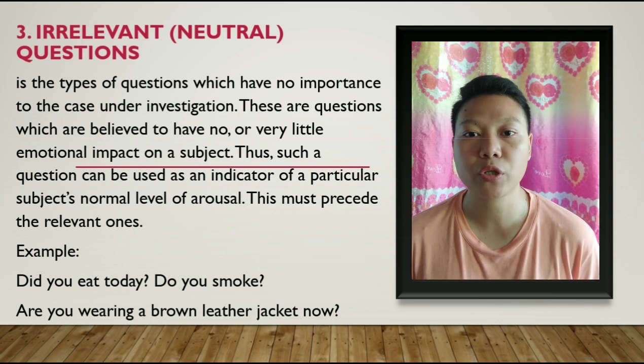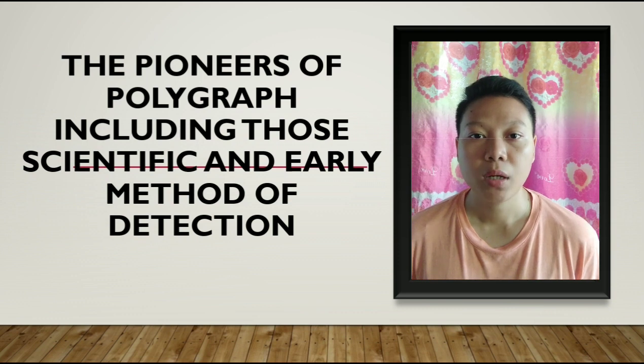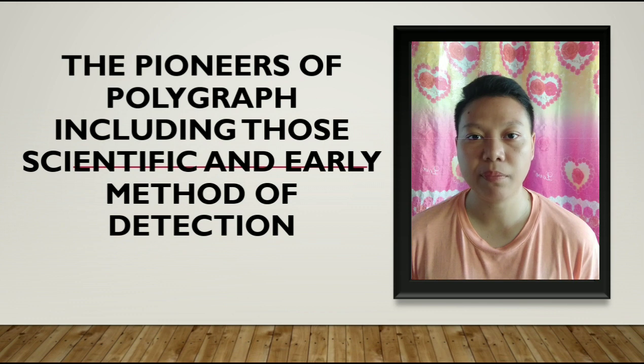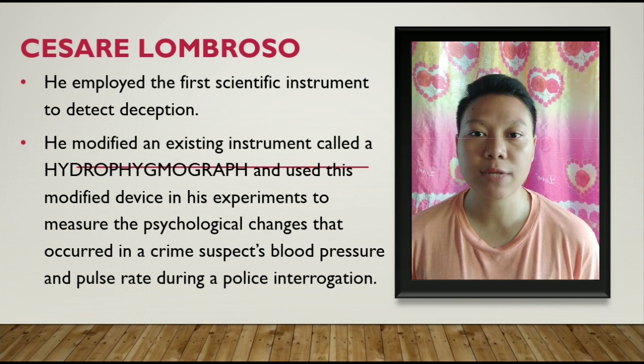Now we are going to proceed to the different pioneers of the polygraph, including scientific and early methods of detecting deception. I only chose at least 5 pioneers. First is Cesar Lombroso. He employed the first scientific instrument to detect deception.